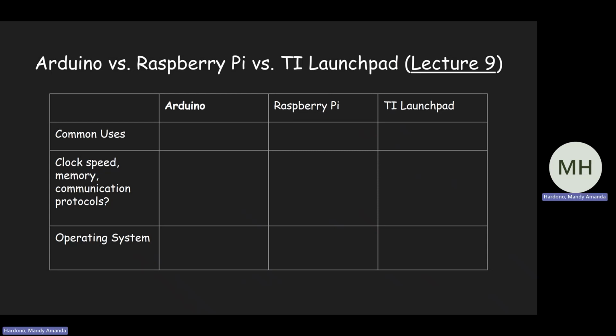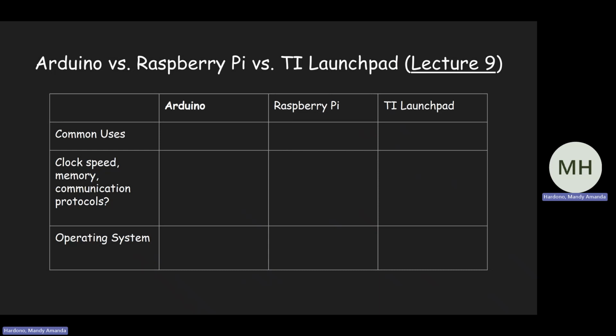Each TI Launchpad is a microcontroller unit, and specifically the MSP432 P401R is using the widely used ARM 32-bit Cortex. That's a fun thing to note about the TI Launchpad. You'd want to know the different processor capabilities of each device: your clock speed, memory, communication protocols that are supported, and also the operating system.